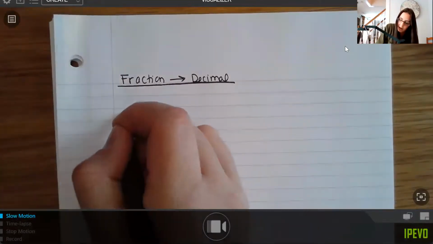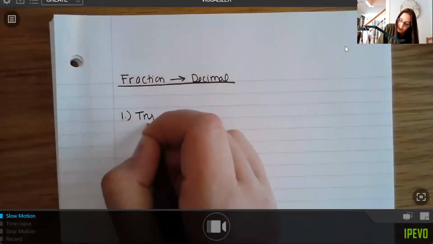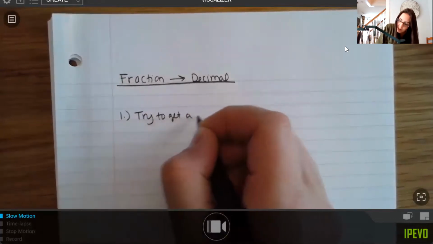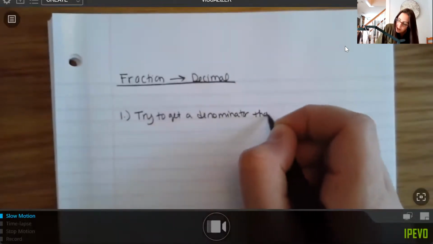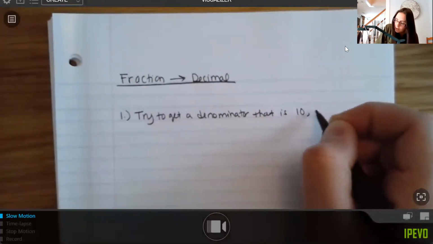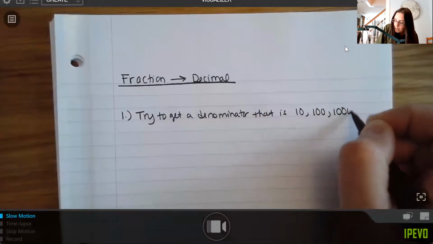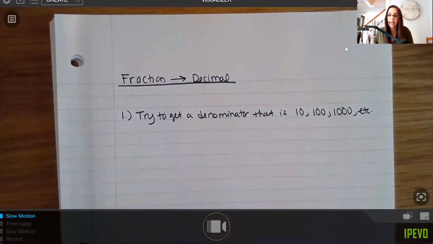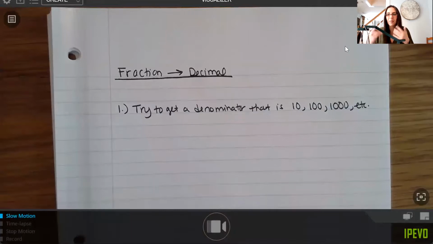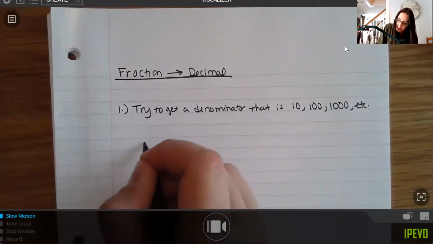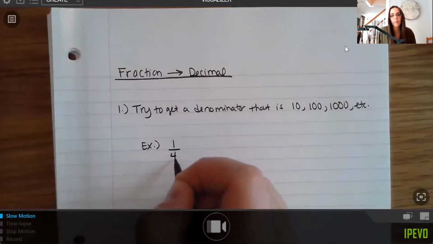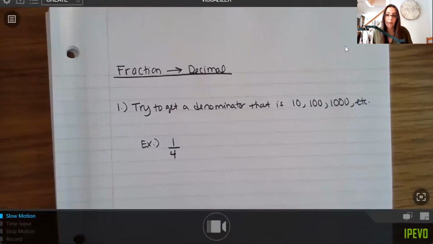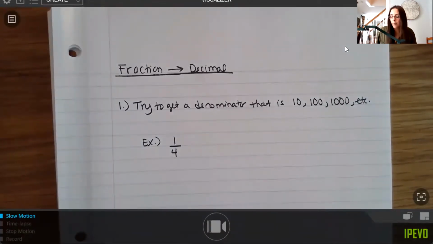So strategy 1 is to try to get a denominator that is 10, 100, 1,000, etc. So some sort of power of 10, because then what happens is we can use the place value chart to transfer it to a decimal. So for example, let's say I have something like 1/4. Now this may be a decimal equivalent that you already have memorized. It's one that we use pretty often, but let's say you don't.